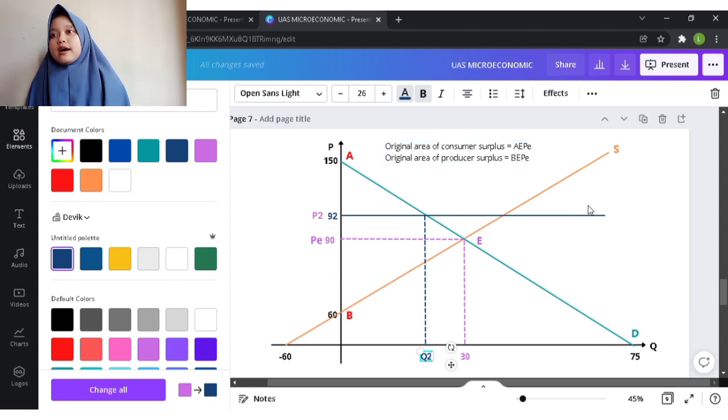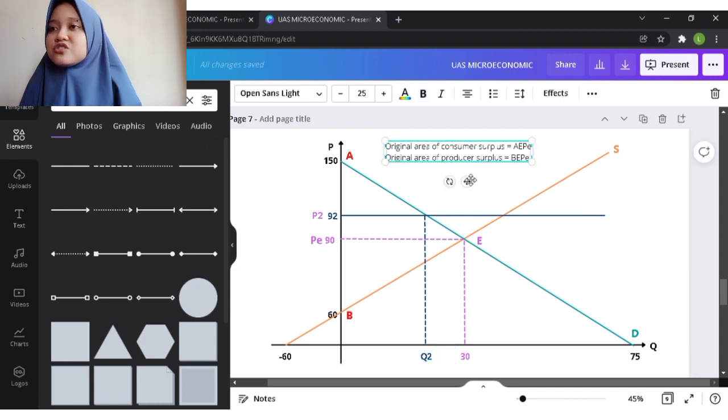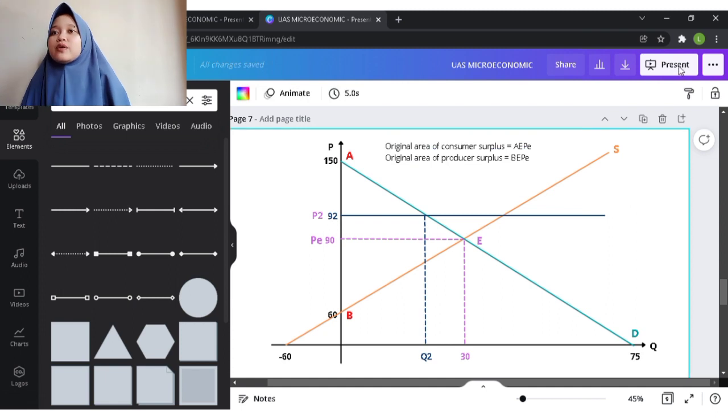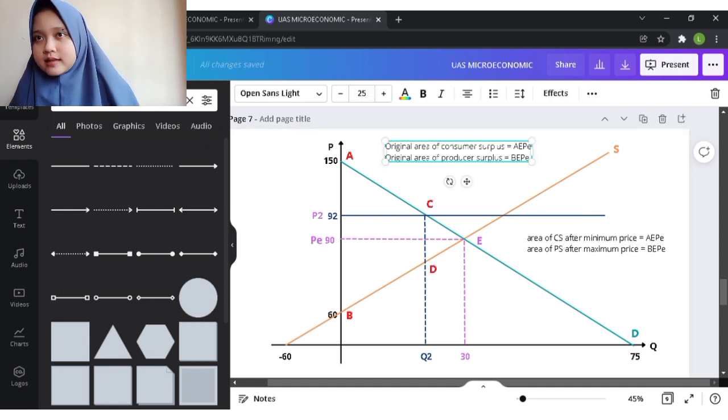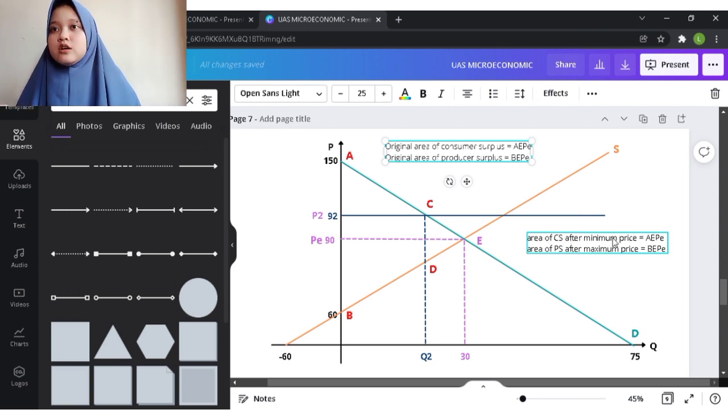So in this case, the area of consumer surplus after the minimum price, we can decide it. The new area is below the demand line and above the new price line, which is the 92 minimum price. So the area is A, C, and P2.